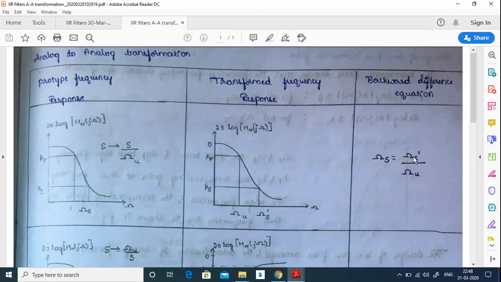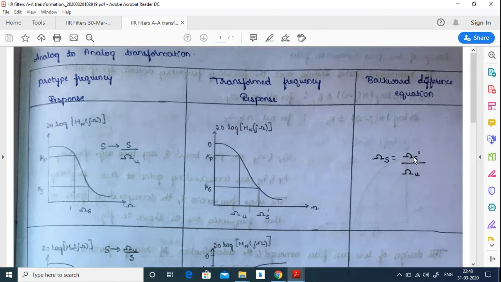Now we're going to see the formulas which are needed for us to convert analog filters to another analog filter. Why do we need this? Basically, we know formulas to design a normalized low pass filter. What do you mean by normalized low pass filter? A normalized low pass filter is one wherein omega p is equal to 1 radians per second.